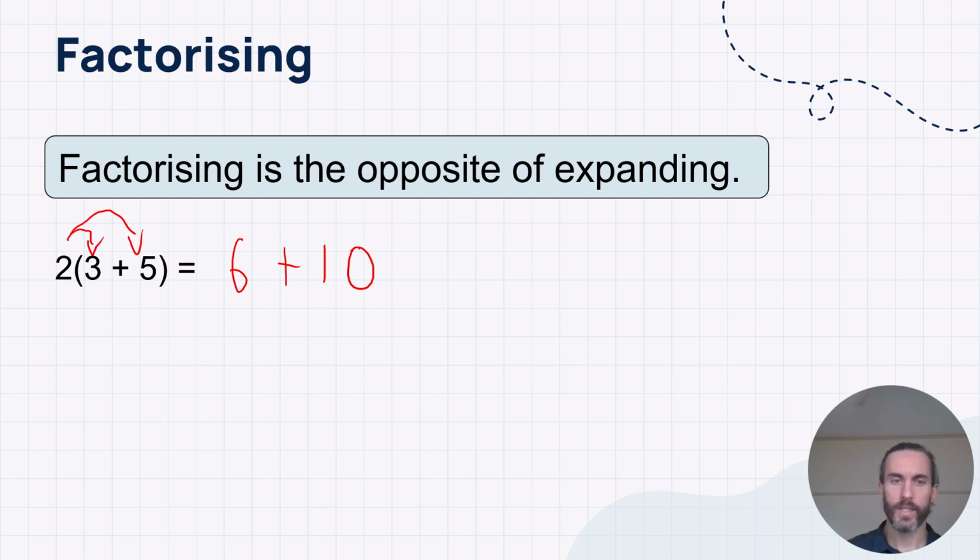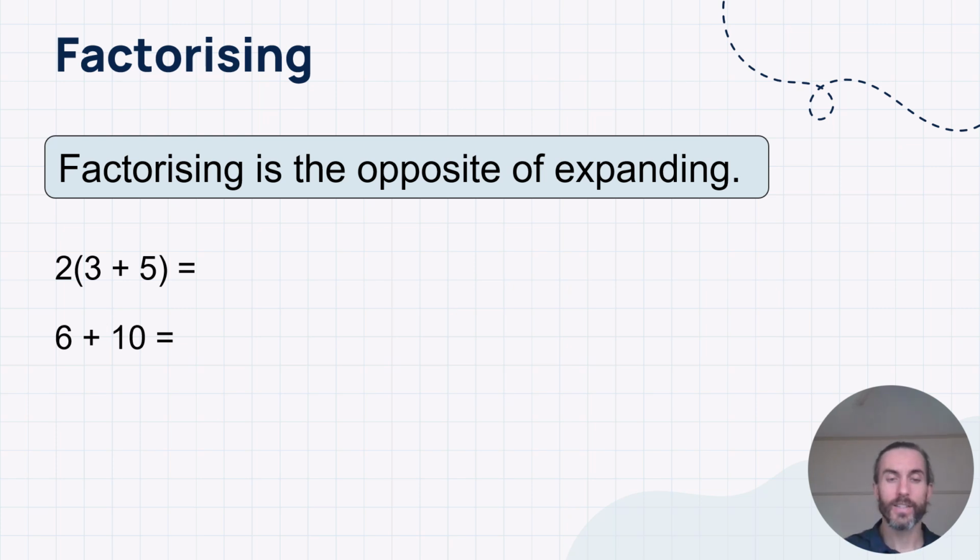Now, what if we instead started with 6 and 10, and we just pulled out the highest common factor? So what's the highest common factor between these two terms? Well, it's going to be 2. So we can pull out 2 as a multiple, and you can see we've just reversed the process by pulling out a factor of 2.